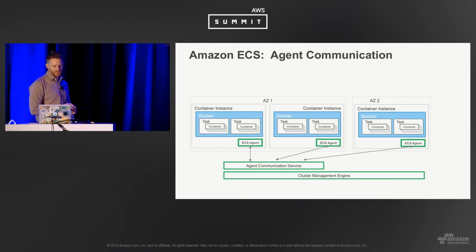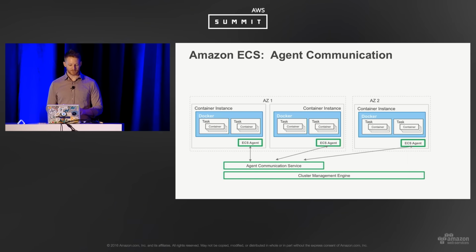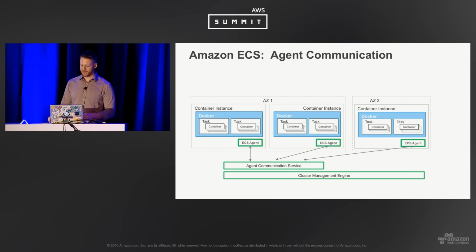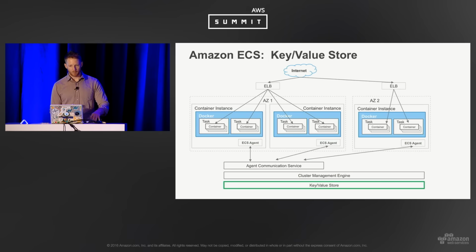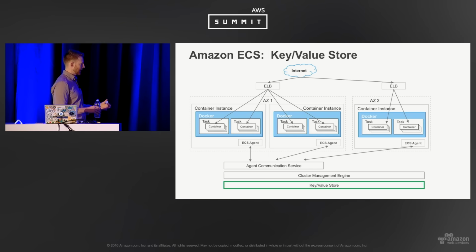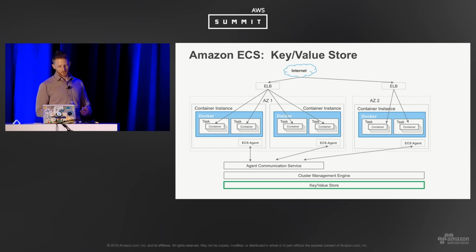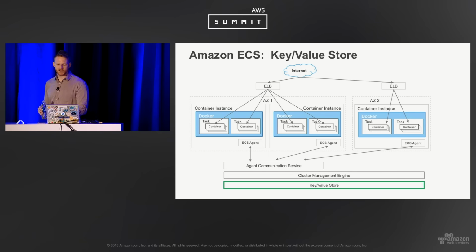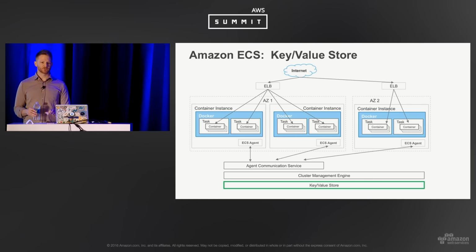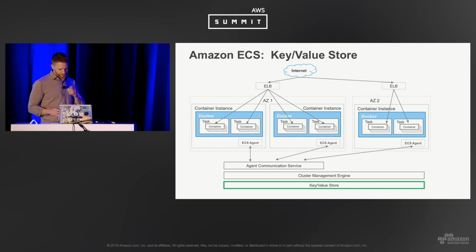So to coordinate this cluster, we need a single source of truth for all the instances in the cluster. We also need to know the containers that are running on those instances, what resources are still available, and we need to know about all the state changes, about all the containers that are running or that have stopped. All this information together, we would like to refer to as cluster state. And so ECS uses a distributed key value store that stores all of this cluster state.